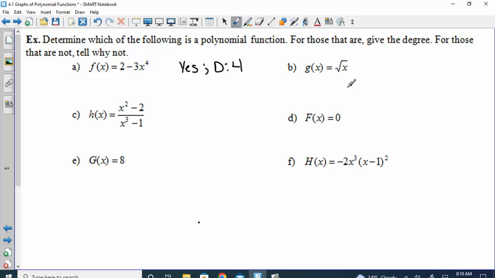B. No. A square root is like what kind of power? 1/2. Can a polynomial have a fraction for the exponent? No. So this is not a polynomial.